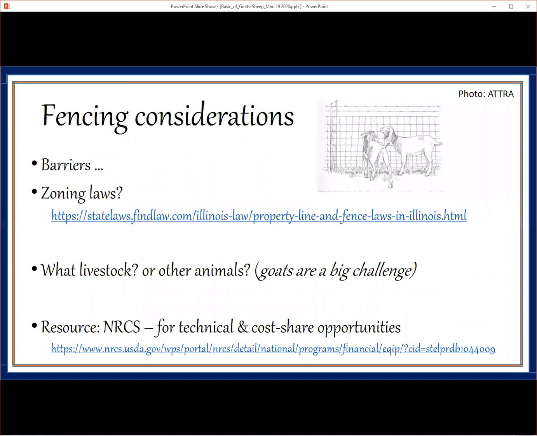And as we have seen, fences are barriers, but then there are laws and regulations. If you live within areas that have zoning laws, you need to Google state fence laws, and that should give you information about the kind of fence you're allowed to erect, or the height of the fence, those types of things. And I've given you an example of the Illinois website that gives you those laws.